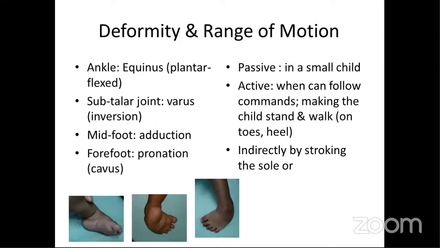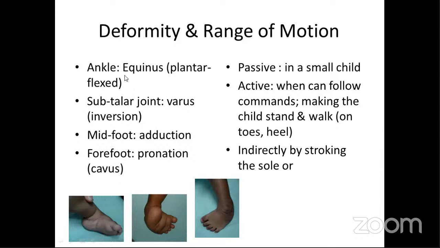This is followed by deformity and range of motion. We already know that a clubfoot has a deformity of equinus at the ankle joint, right? You can see the equinus. At the subtalar joint, it is varus, right? If you see posteriorly, the heel is inverted. At the midfoot, there is adduction. And at the forefoot, there is pronation, right? Now, how does pronation occur? The hindfoot lies in supination. The forefoot is in relative pronation. And because the forefoot is in relative pronation, the first metatarsal falls down as compared to the rest of the metatarsals, resulting in cavus.